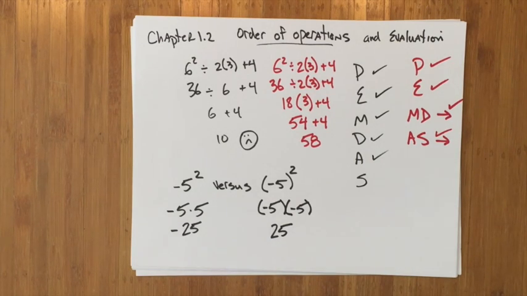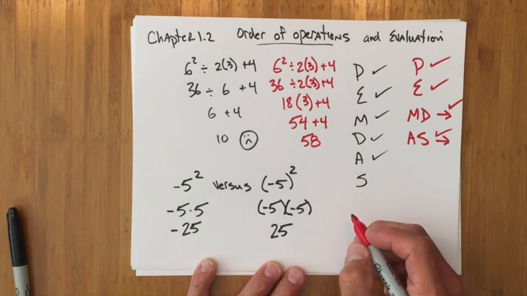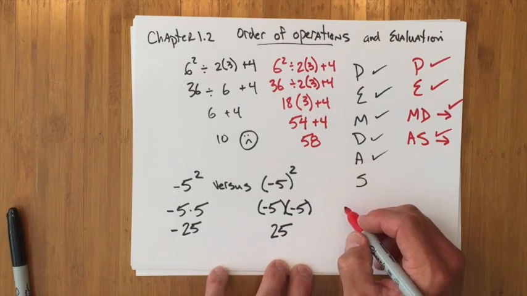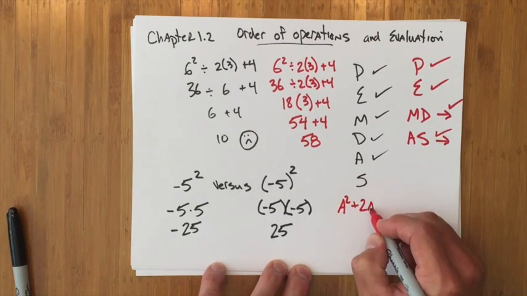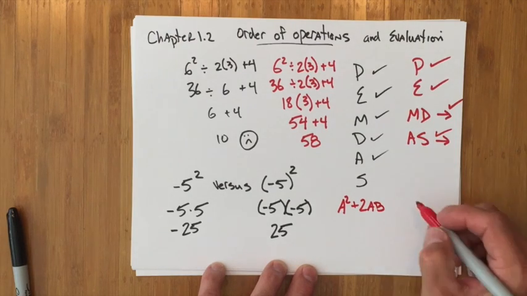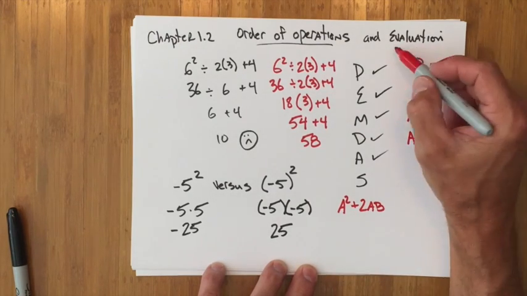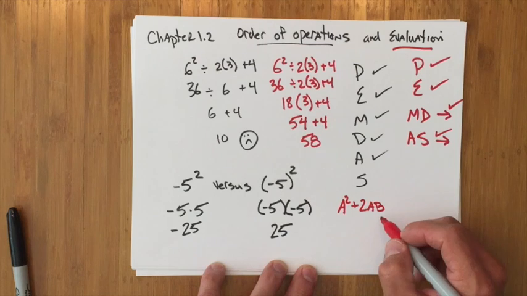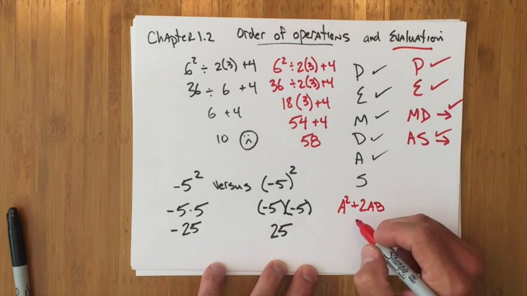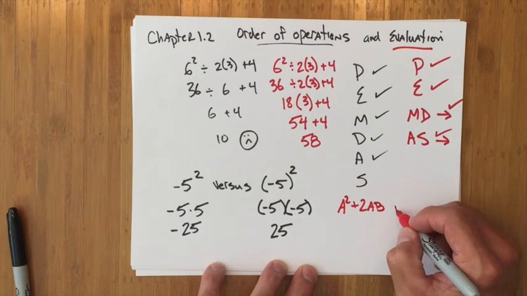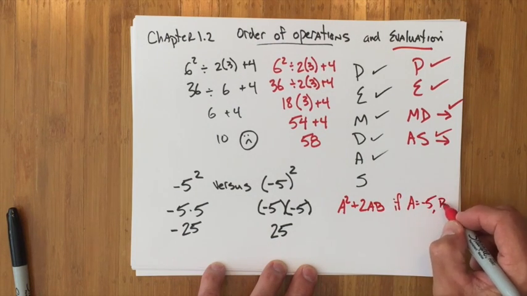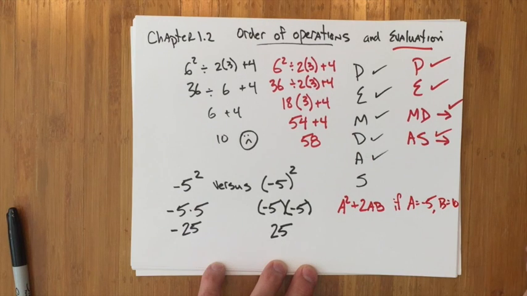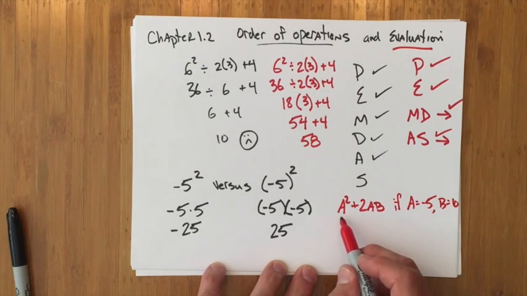Finally, I'm going to switch colors and show you one last piece of this topic. If I had a problem that was more variables and less numbers, let's say a squared plus 2ab, very simple one. What I would ask you to do is evaluate this one, but I would give you the values for a and b normally. So I might say, what is a squared plus 2ab if a equals, let's say, negative 5 and b equals, let's say, 10. So I'm going to put the negative 5 in here and watch what I'll do.